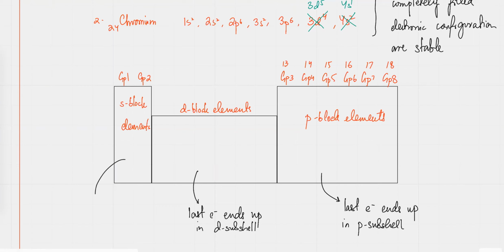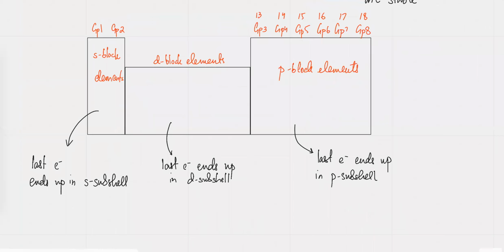And the same goes for this one. These two are s block elements. Why? Because the last electron ends up in the s subshell. So you can try writing the electronic configuration of different elements in the p block.